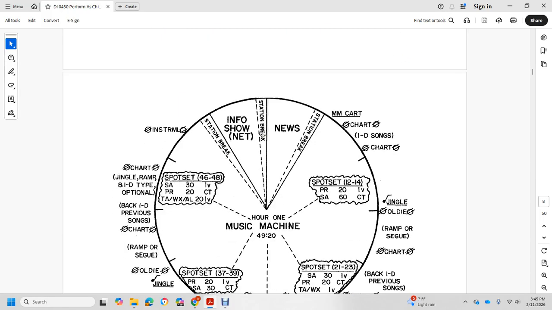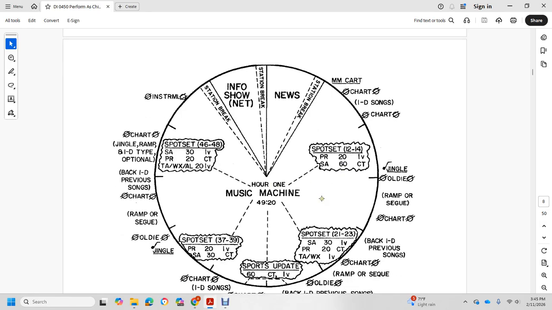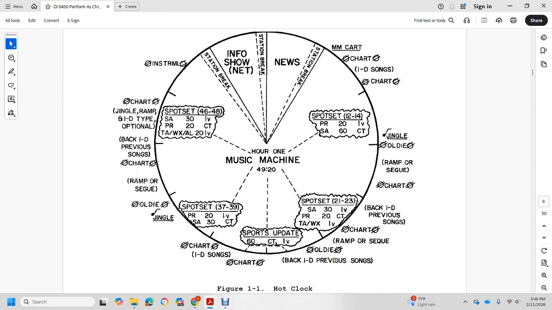Shows info, show nets, station break nets, and station break spot sets, PR 20 and spot sets, hours of music machine. chart, 1D song chart, oldies, ramp, stage chart, 1D previous songs, ramp, swag, hues, oldie, sharp chart, oldie.